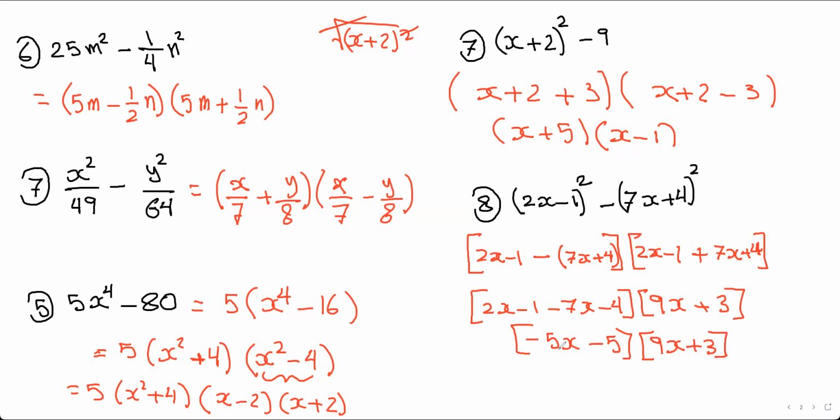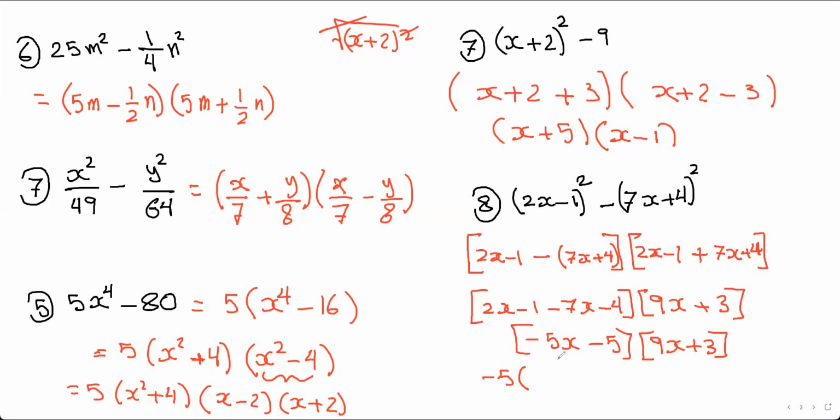Now, believe it or not, we don't stop here. The reason we don't stop here is because we have a greatest common factor in here, which is negative 5, and we have a greatest common factor here, which is 3. So it's going to be negative 5. I'm just going to change the brackets to round brackets.